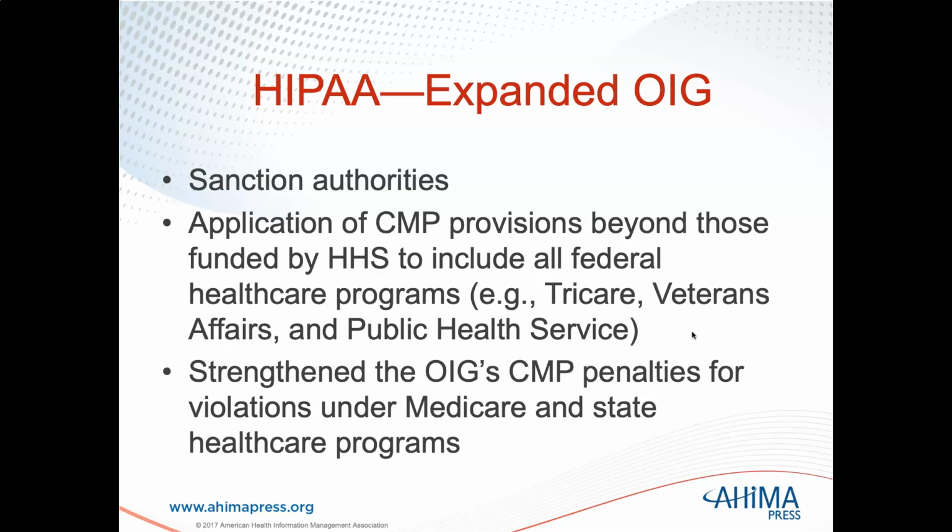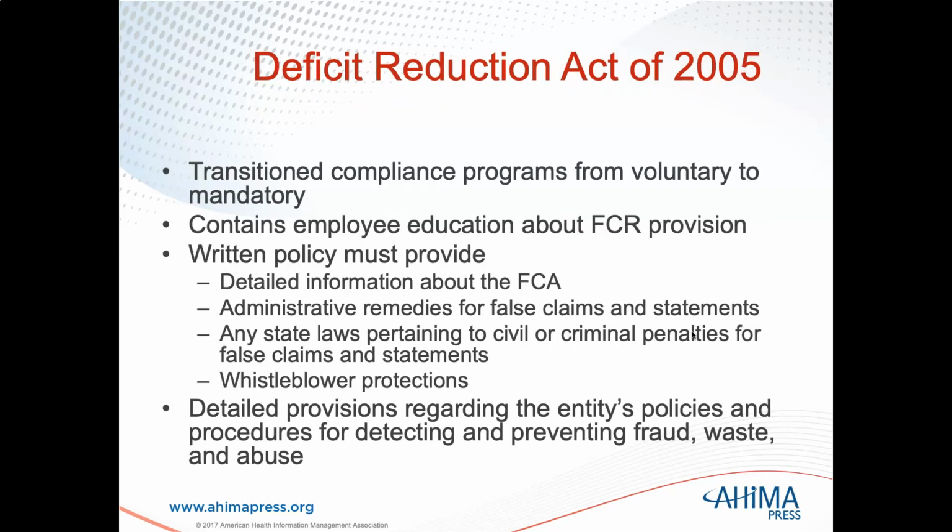All right, so what does the OIG do? They sanction authorities. They apply the penalty provisions beyond those funded by the HHS to include all federal healthcare programs, meaning TRICARE, VA, Public Health Service. They have strengthened their penalties for violations under Medicare and state healthcare programs.